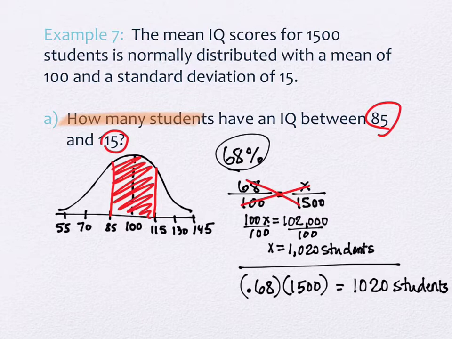Okay, so any questions on that? So there's this one extra step at the end after I find my percentage where I have to multiply to figure out how many students I get. Possibly do some division if I've used proportions.